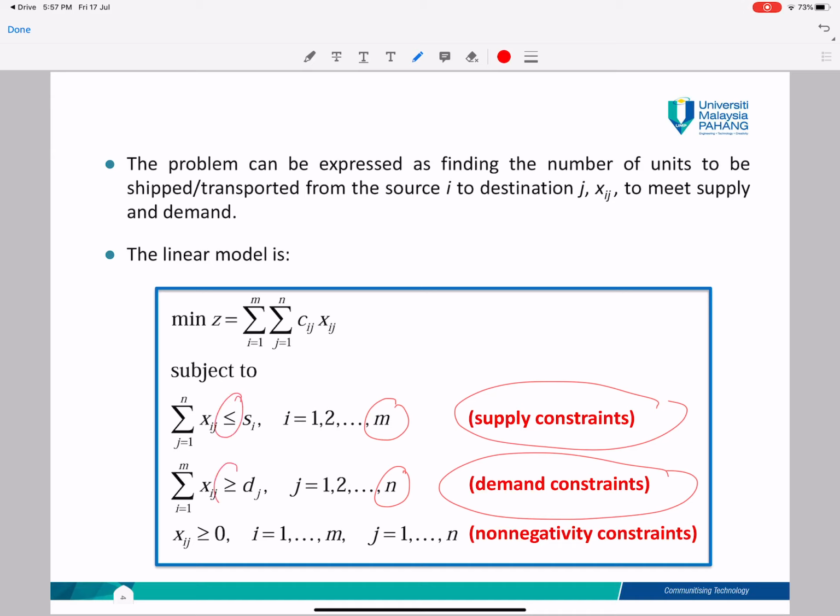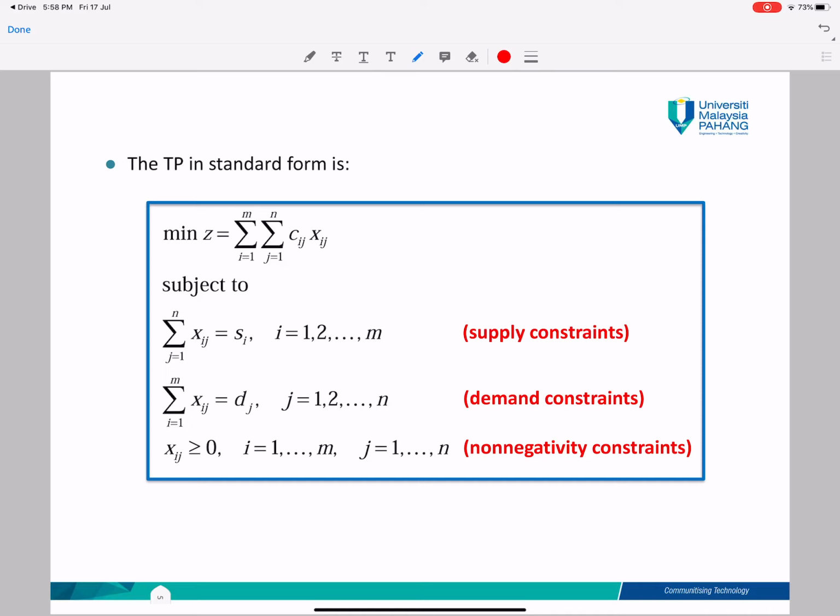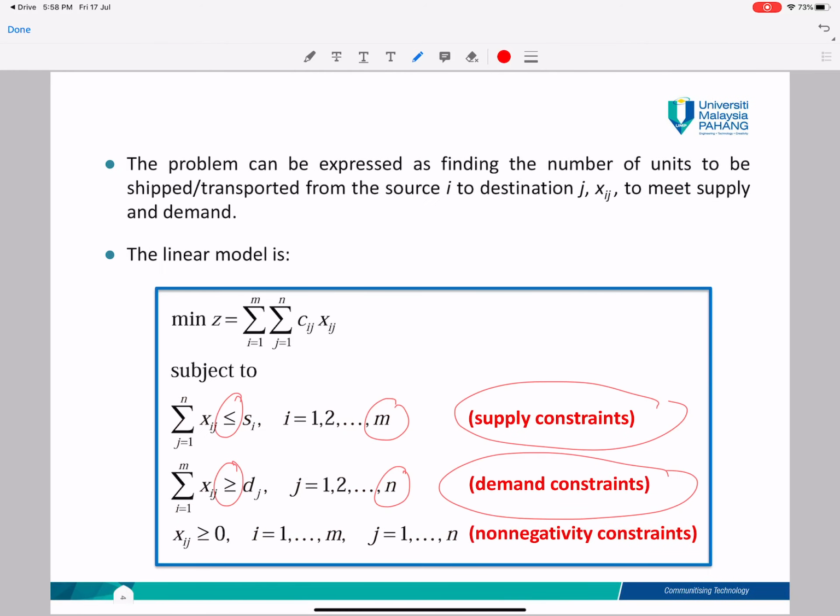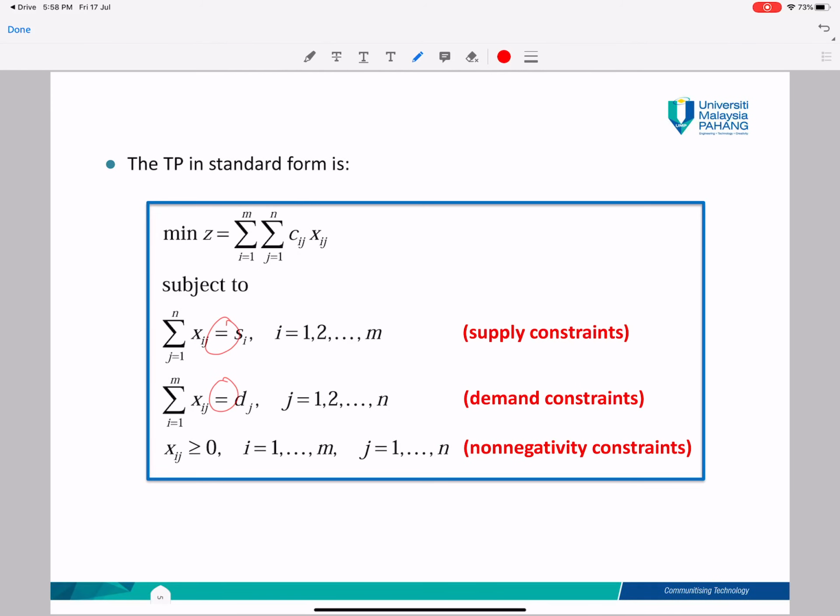Kalau you tengok dekat sini kita ada inequality constraint kan. Untuk supply kita ada less or equal, untuk demand kita ada greater or equal. So macam simplex method, bila kita nak solve kita kena convert to equality constraint. So apa yang kita buat ialah kita cuma tukar je tanda tu kepada equal sign. Where sebenarnya you tak buat apa-apa pun kan, daripada sini nak ke sini, dia macam you tukar tanda je. Okay? And this model that we have converted, it is called the transportation problem in standard form.